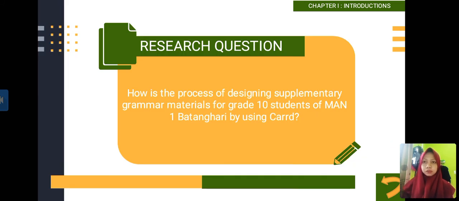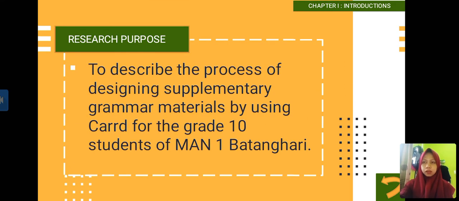Next is research question. The question of this research is, how is the process of designing supplementary grammar materials for grade 10 students of MAN 1 Batanghari by using Canva? And the research purpose is to describe the process of designing supplementary grammar materials by using Canva for the grade 10 students of MAN 1 Batanghari.